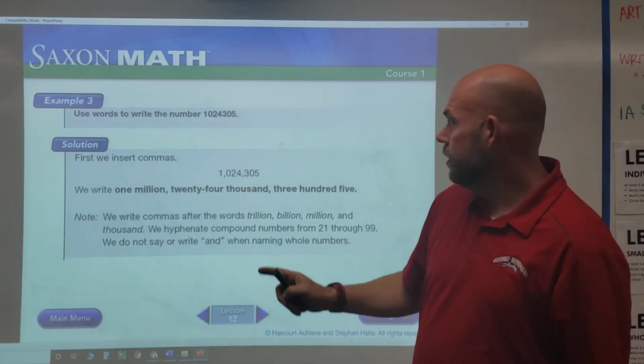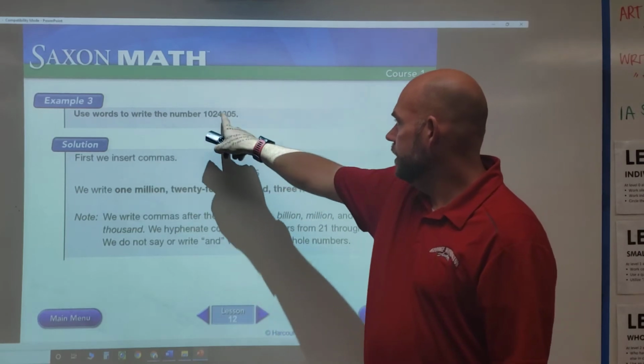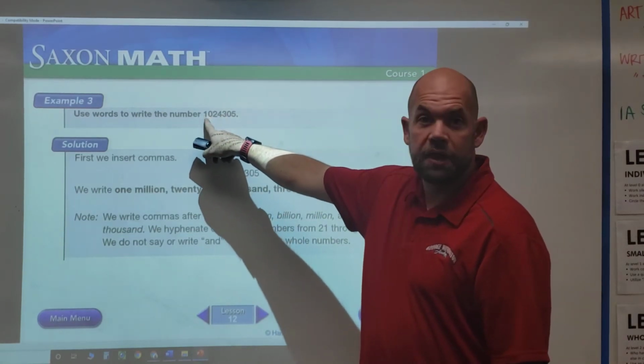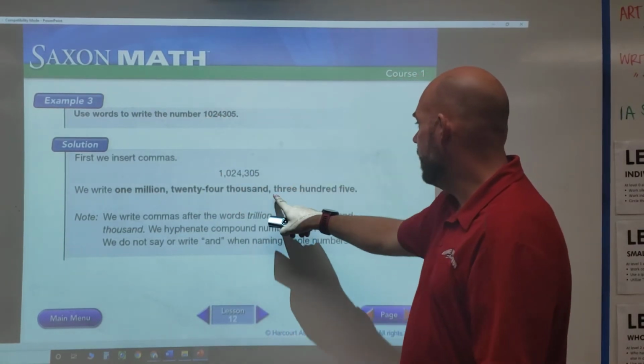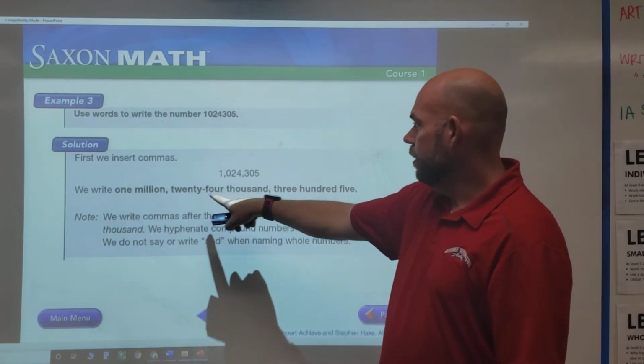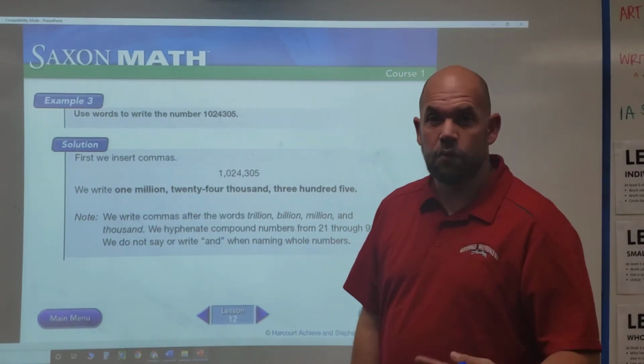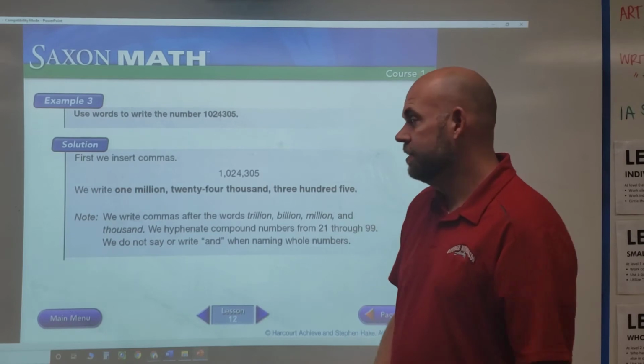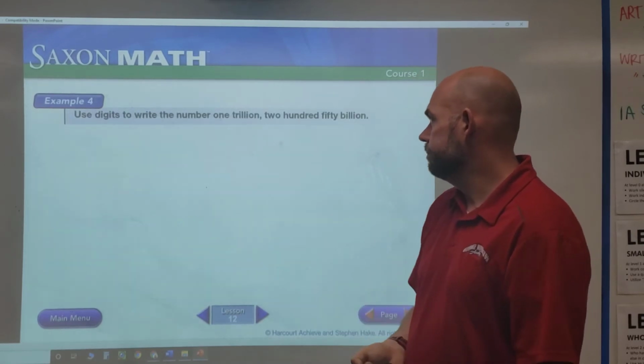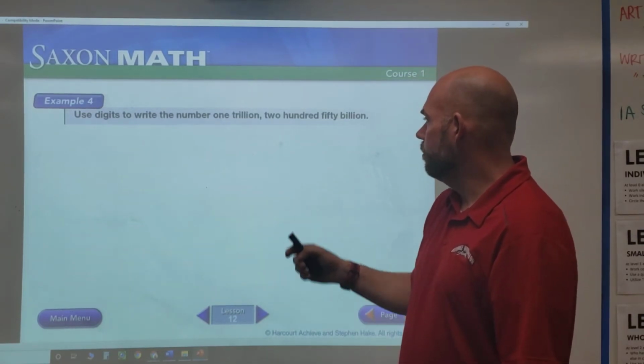1,024,305. Notice how they even used a comma in the places where you'd put the comma on the number. So the 305 has a comma before that. That makes it easier, even in writing it out, to have a comma to separate every third digit.